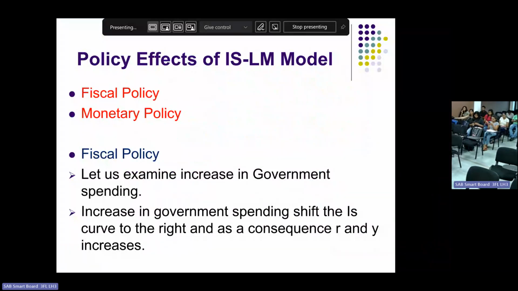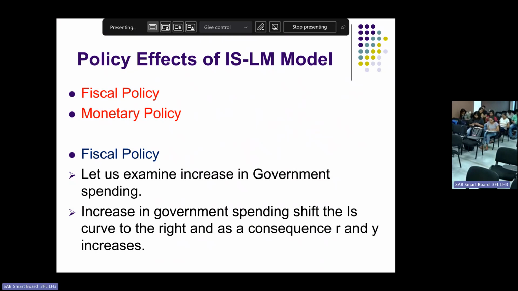Afternoon. Remember where we stopped? These slides, we talk about the IS-LM model, right? The last page. So now we talk about the policy effects. Can you remember? Policy effects in the IS-LM model, fiscal and monetary policies. We talk about fiscal policy and monetary policy, right?